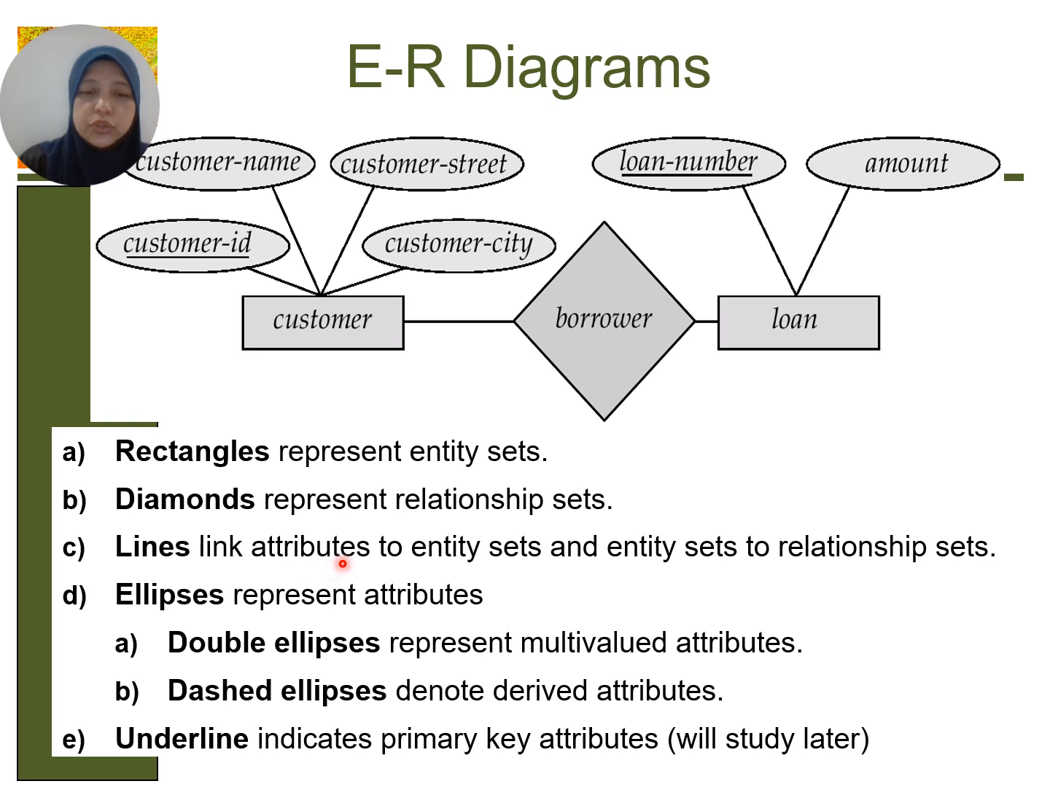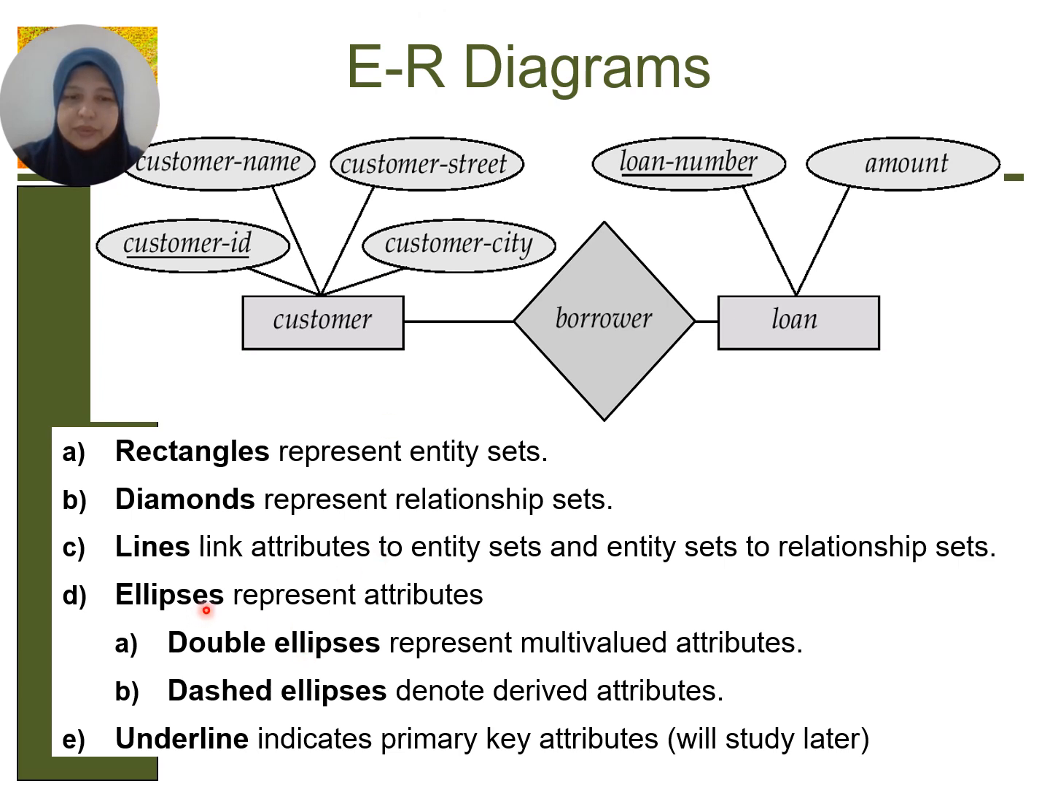Lines link attributes to entity sets and entity sets to relationship sets. Ellipses represent attributes, so they have to be attached to the entity because attributes characterize entity. We can read it as: customer has ID, customer has name, customer has street, customer has city. Loan has loan number, loan has amount. Entities are also linked using a straight line that connects from one entity to another entity through the diamond shape.